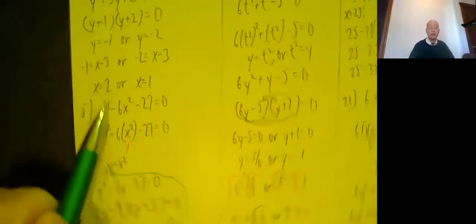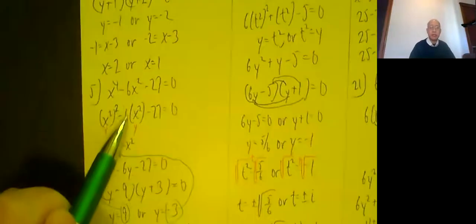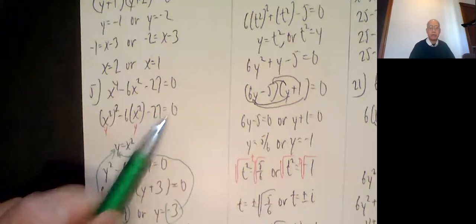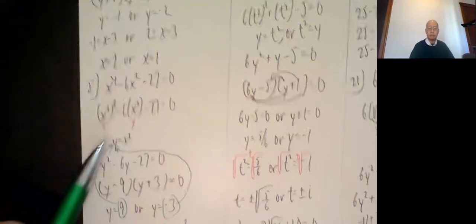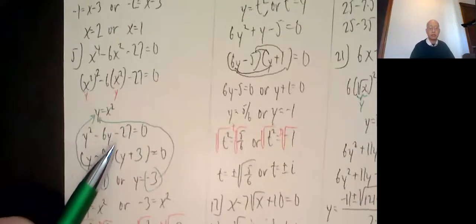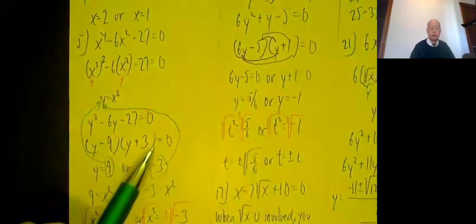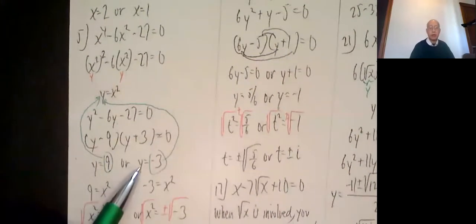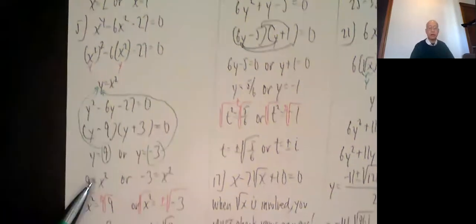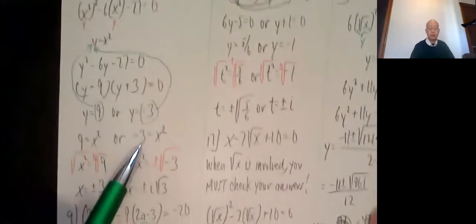Number 5, x to the fourth. Think of x^4 as (x^2)^2, minus 6x^2 minus 27 equals 0. So let y equal x^2. Then it's y^2 - 6y - 27 = 0. Factor into (y - 9)(y + 3) = 0. So y is either 9 or -3, but remember that y is x^2. So I now have 9 = x^2, or -3 = x^2.